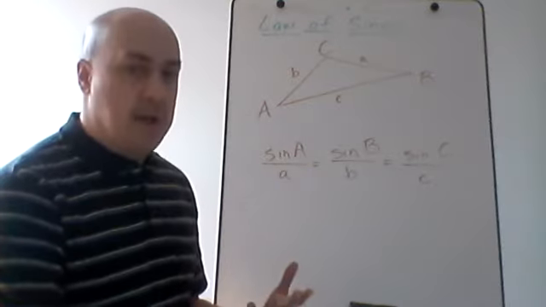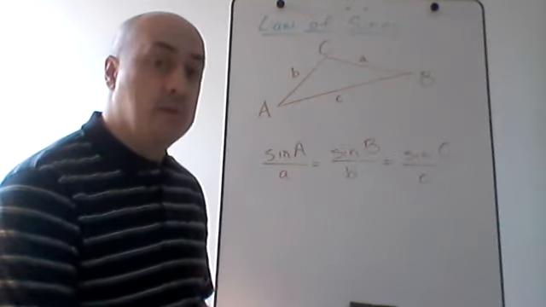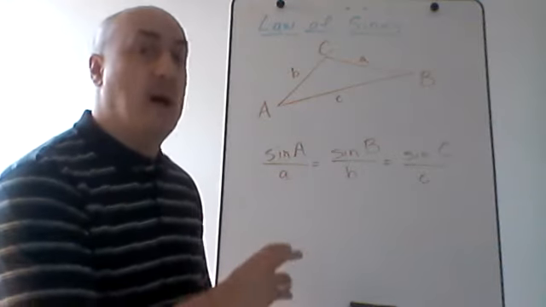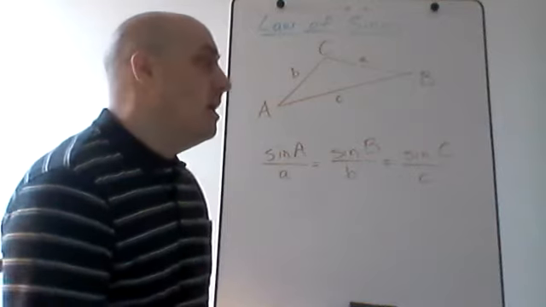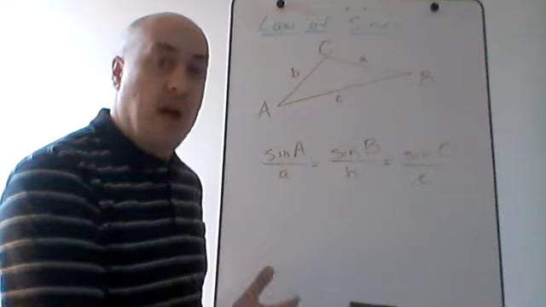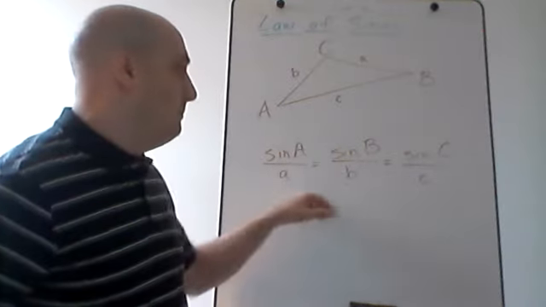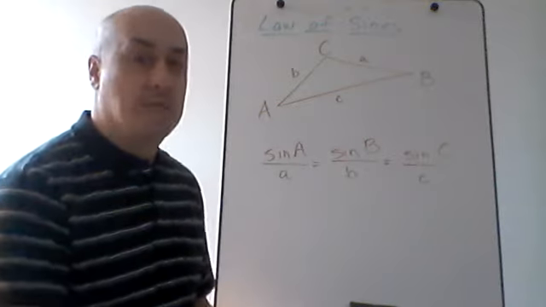But when you have a right triangle, basically what the law of sines becomes is the SOHCAHTOA definition: sine is equal to the opposite over the hypotenuse. So if you have a right triangle, you just use sine equals opposite over hypotenuse. That's what the law of sines would become if you had a right triangle.